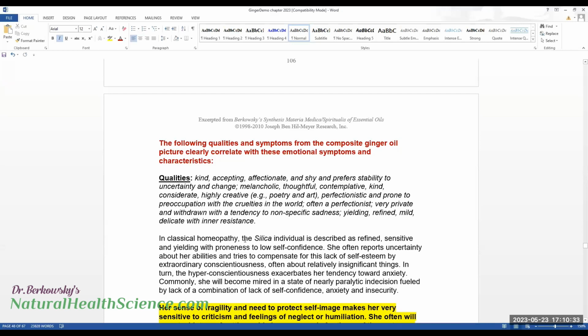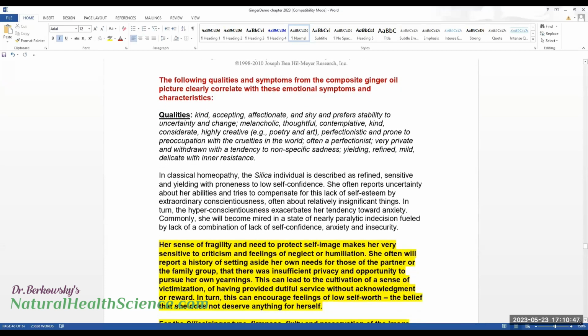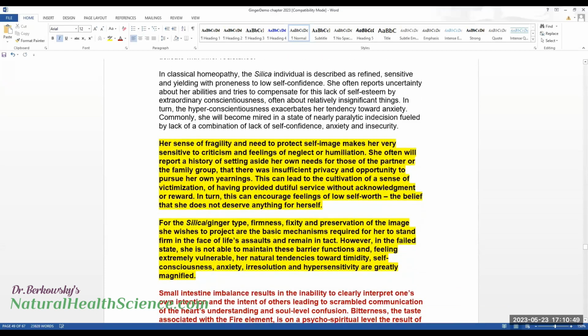So you can start to see how I'm being led to the Cancer miasm from some of the qualities in the ginger oil picture that preceded my writing of the miasm section. Okay, so there's a lot more detail here, and I'm just going to read one or two more paragraphs, and then we're going to move on to one other discussion for tonight.